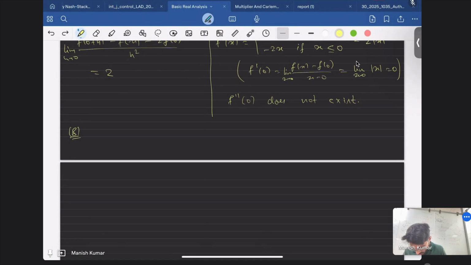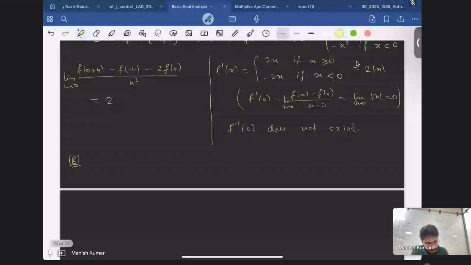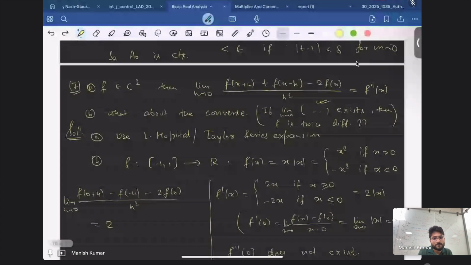Sir, by applying the definition of f double dash, we cannot prove that, because then this will be if and only if. If you use the definition of f double dash to prove this one. No, but there you are using that the limit exists. When can you write f double dash x equal to that limit? If you know that the derivative exists, then only you can say that. Yes, sir.